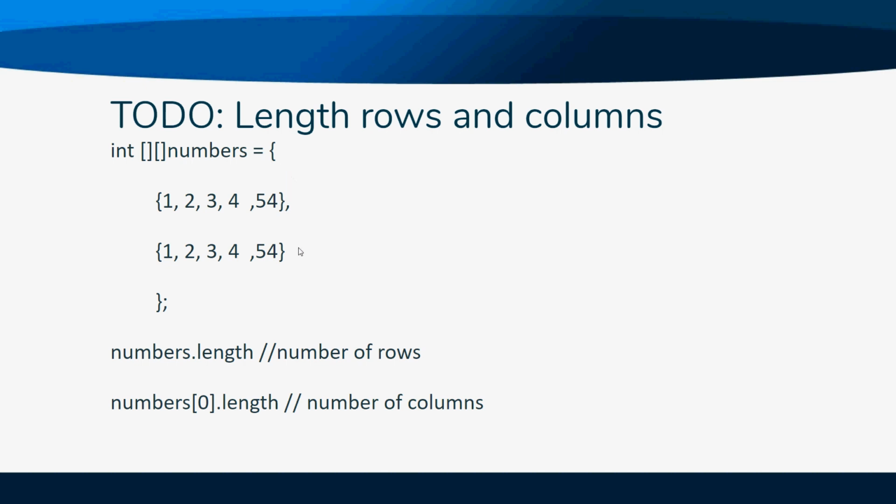We are going to show you how to find the length of the numbers and the rows. This is not a to-do, this is done. If you want to know how many rows you have, you can say numbers.length, and that will give you the number of rows. If you want to know how many columns you have, you will say numbers open square bracket 0, or actually any of the numbers in here, and it will give you the number of columns.